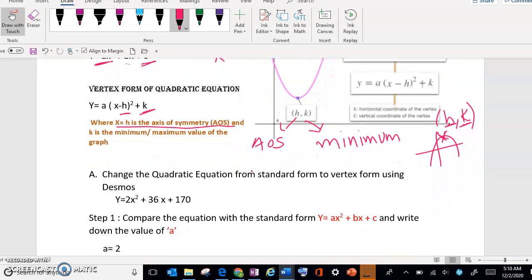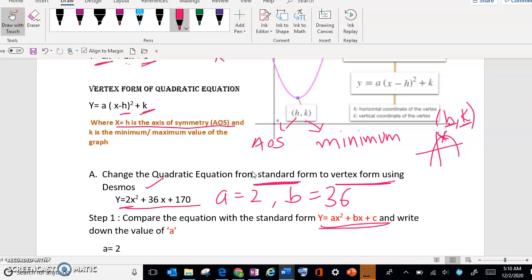How do you change the quadratic equation first from the standard form to the vertex form? So what is the standard form? Y is equal to ax square plus bx plus c. If the equation is given to you in this form, like this one is 2x square plus 36x plus 170, what is a? It is the coefficient of x square, so a is equal to 2. What is b? B is equal to 36, the number in front of x, and c is equal to 170.